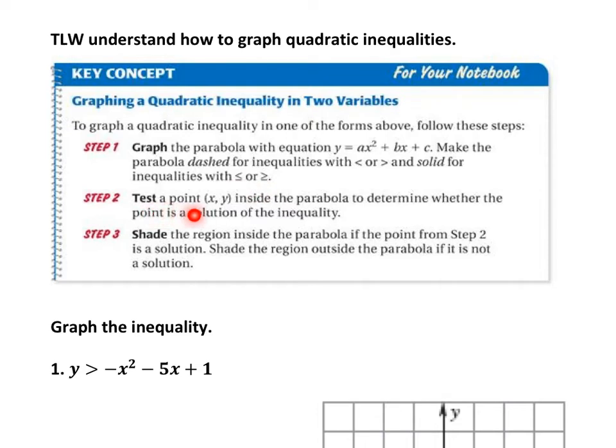Step 2. Test a point (x, y) inside the parabola to determine whether the point is a solution of the inequality. Step 3. Shade the region inside the parabola if the point from step 2 is a solution. Shade the region outside the parabola if it is not a solution. Okay, so let's look at these.